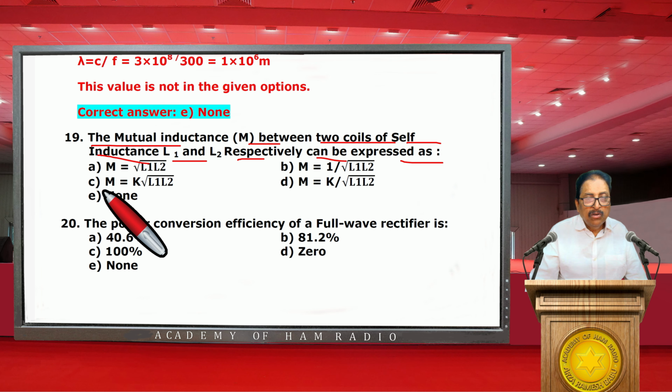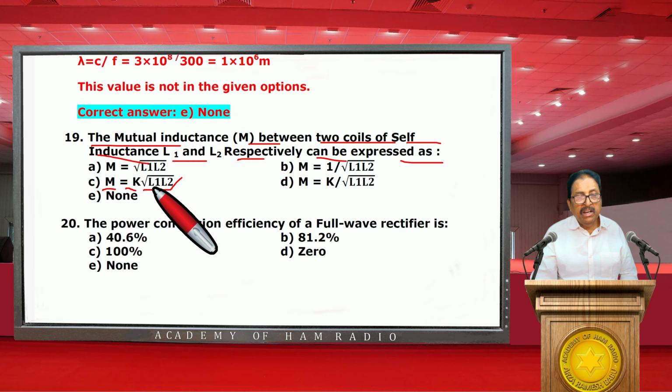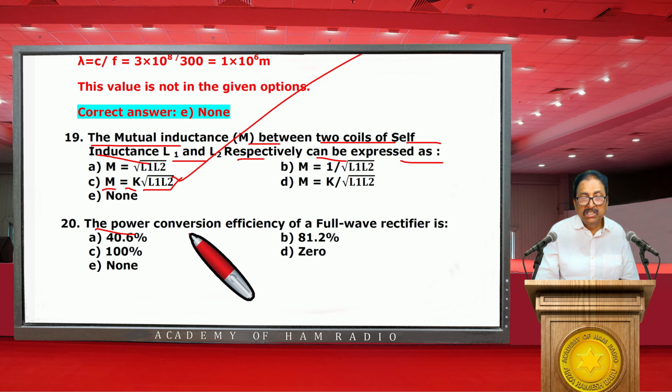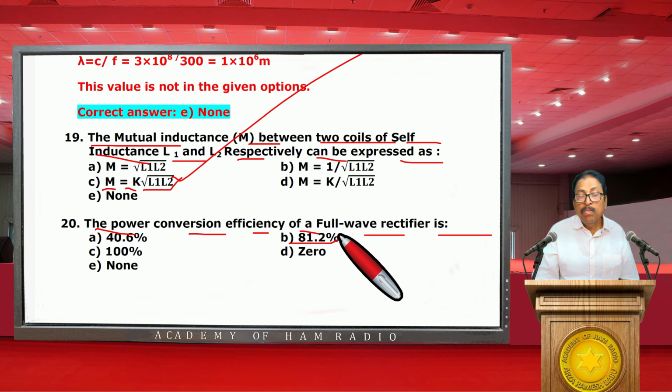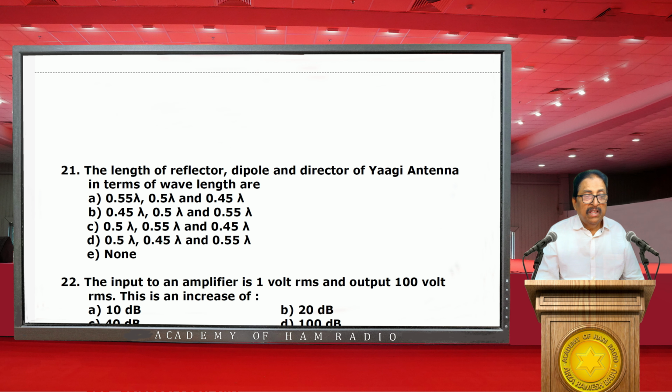The mutual inductance M between two coils of self-inductance L1 and L2 respectively can be expressed as M is equal to K into root of L1 L2. L1 is the inductance of the first coil and L2 is the inductance of the second coil. So this is the correct option. The power conversion efficiency of a full wave rectifier is 81.2%.